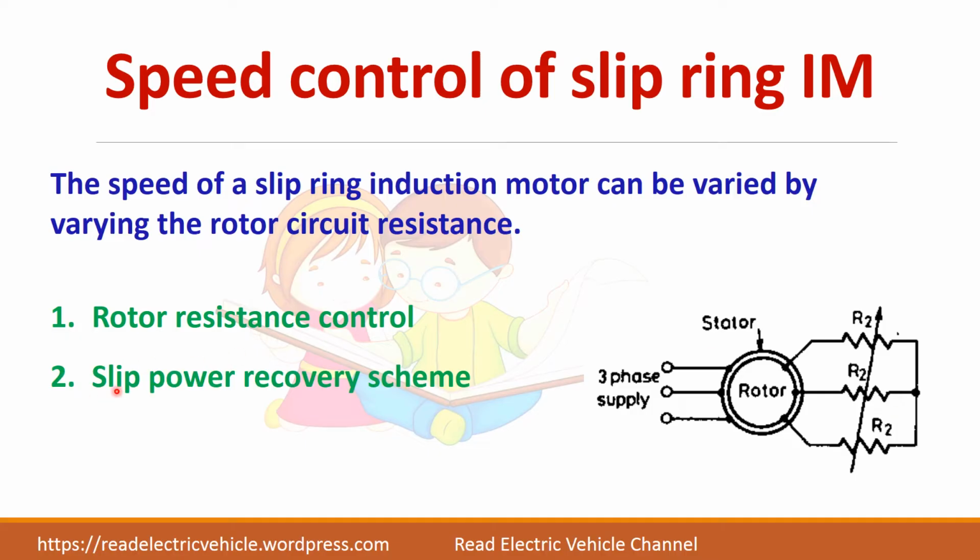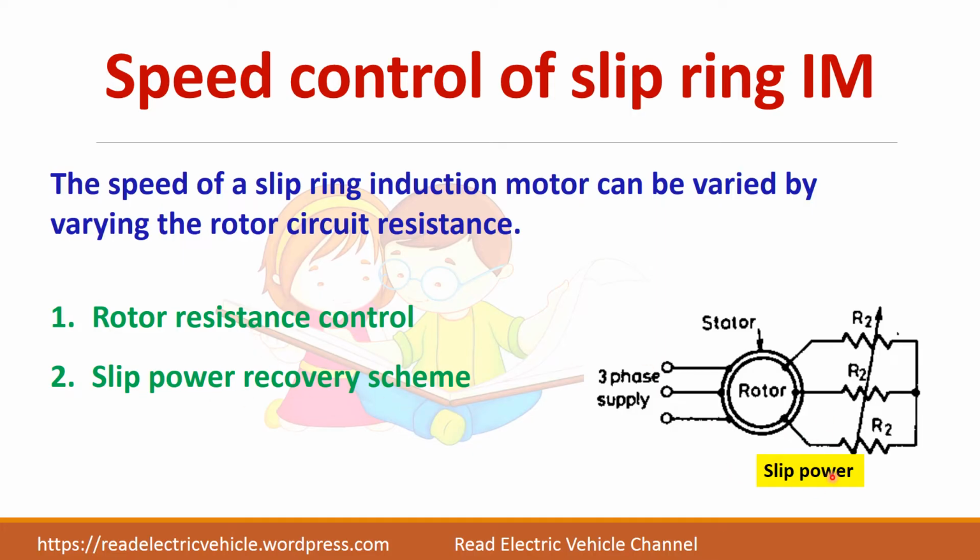Another one is called slip power recovery scheme, which is the widely used method. As the name suggests, the slip power is recovered in this scheme. In rotor resistance control, we are wasting the slip power. So which is slip power? Part of the rotor air gap power will be converted into mechanical power. Remaining power is called slip power. It will be normally wasted. So instead of wasting this slip power, if you recover this power, it is called slip power recovery scheme.